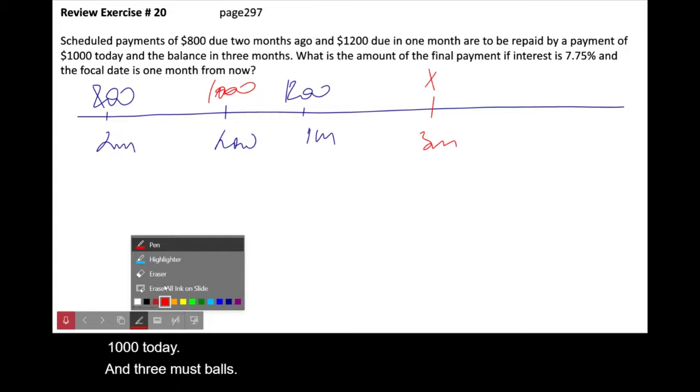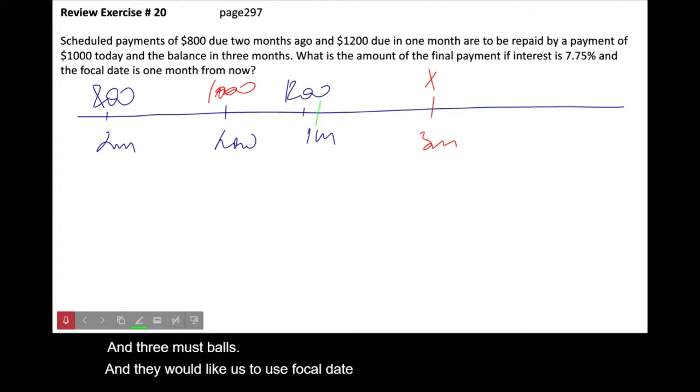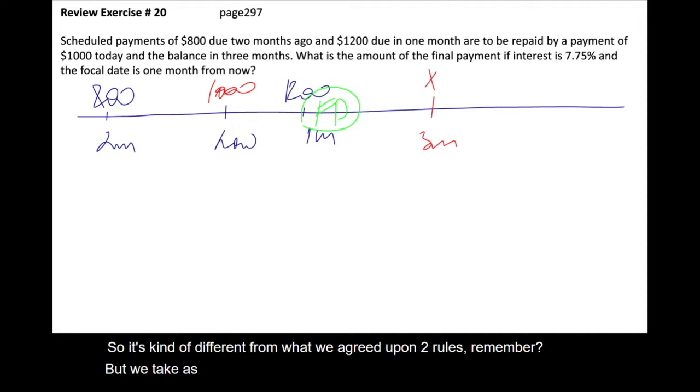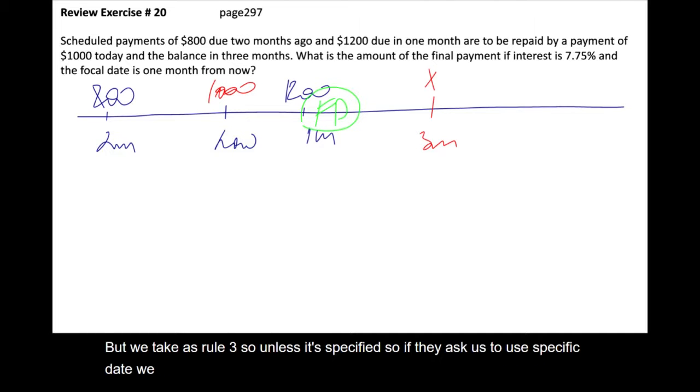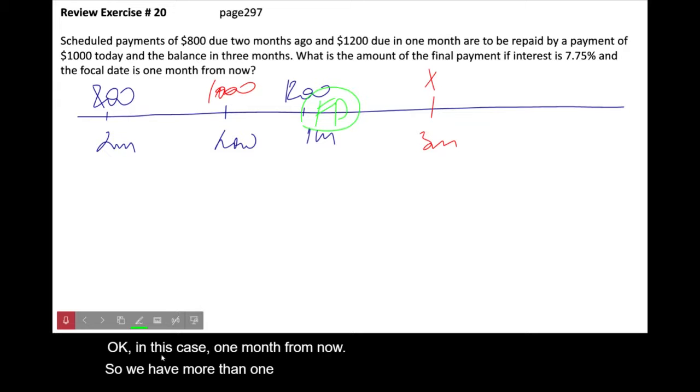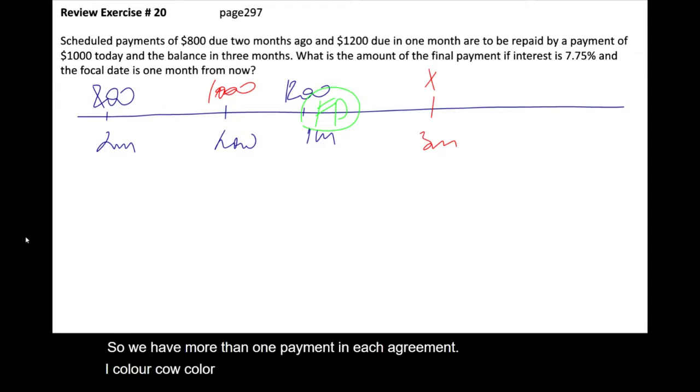And they would like us to use a focal date of 1 month. So it's kind of different from what we agreed upon, 2 rules, remember? But we take it as rule number 3: unless it's specified. If they ask us to use a specific date, we will do so. Okay, in this case, 1 month from now. So we have more than one payment in each agreement. Actually, I color code agreements, so it's easier to work with. So let me calculate them separately.